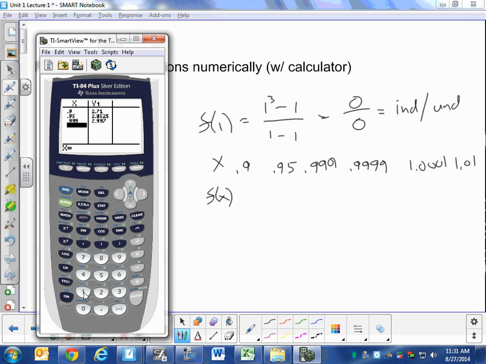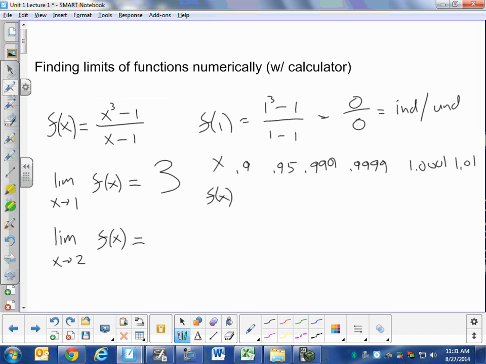I actually like trace better. I used to teach my kids just to do this, but I like trace because you can see it. Okay, but this is telling us that we are approaching 3, just like Miss Bench said. All right, you guys figure out what the limit as x approaches 2 is, and check with a neighbor.